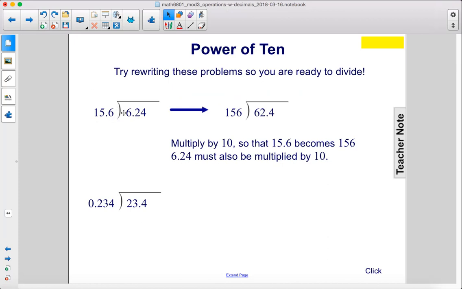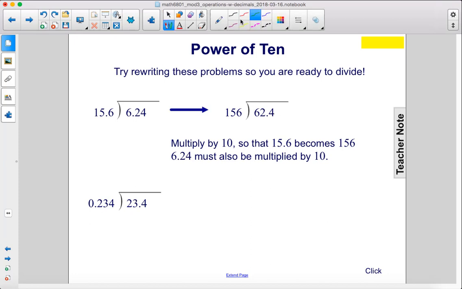15.6 goes into 6.24. All you have to do is move the decimal to the right 1 space in each of the numbers, and this becomes a whole number. You multiply by 10, so that 15.6 becomes 156. 6.24 must also be multiplied by 10, and it becomes 62.4.